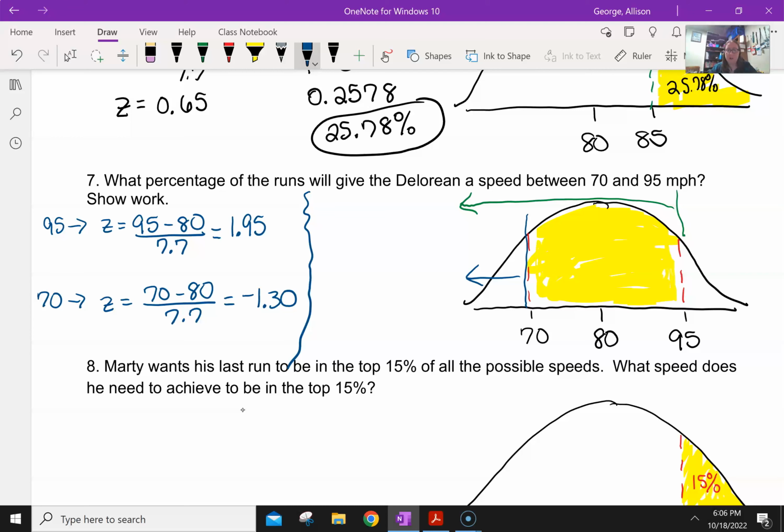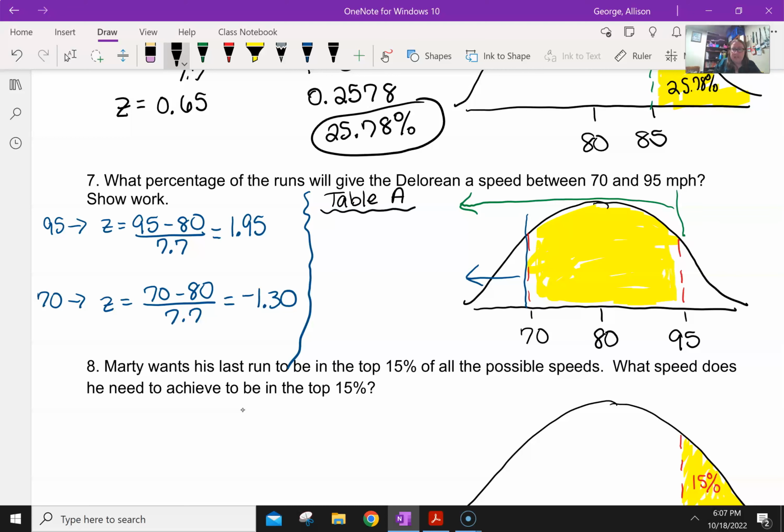We calculate our z-scores. For 95, we get 1.95. That's a positive z-score, which is what I would expect, because 95 is larger than the mean. For 70, we end up getting negative 1.3. Again, also what I would expect, 70 is less than the mean, so we should have a negative z-score. So when we go to table A, one tip that makes your life a little easier is to do the larger z-score first, so you can just write it and subtract the way you wrote it. You don't have to flip anything around.